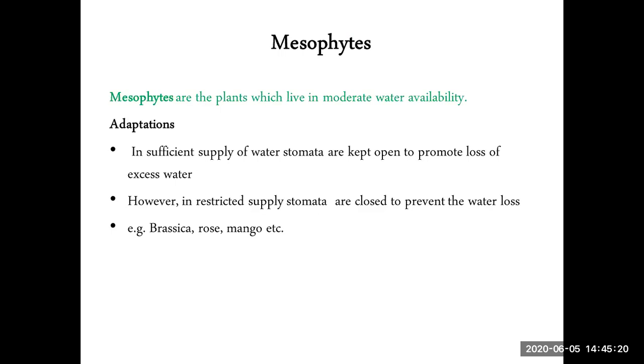Second category, mesophytes. Mesophytes are the plants which live in moderate water availability. Adaptations. Such plants keep their stomata open when water is available. When water is sufficiently available, they keep their stomata open so that they can lose water.